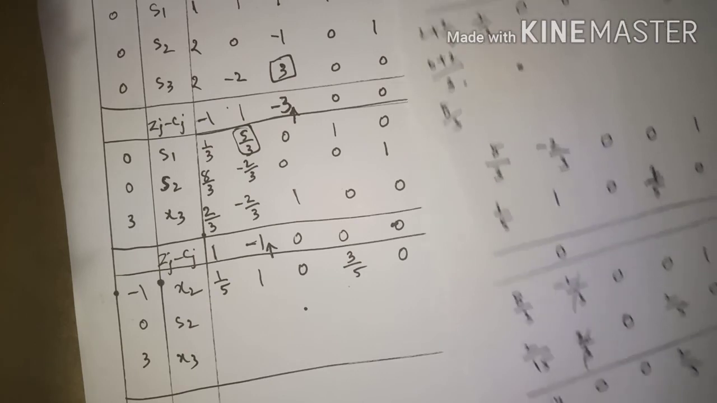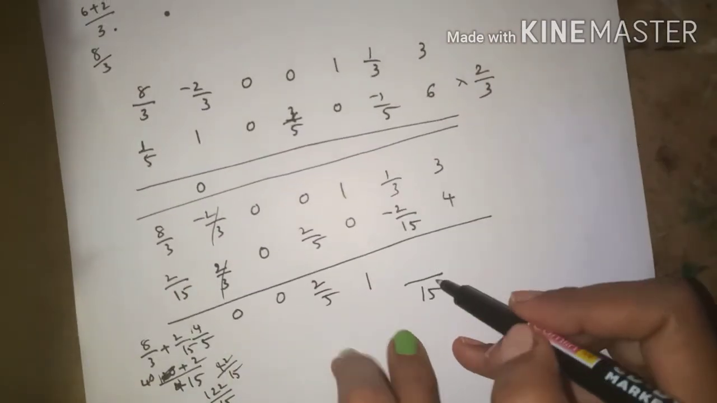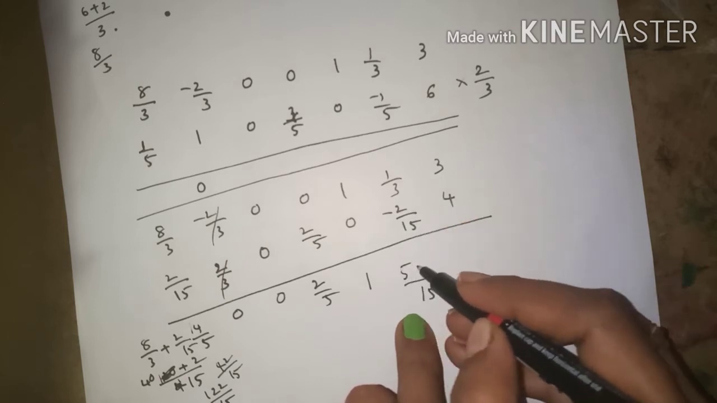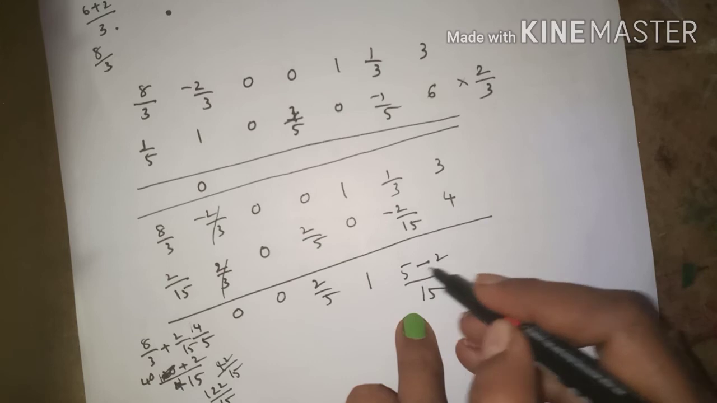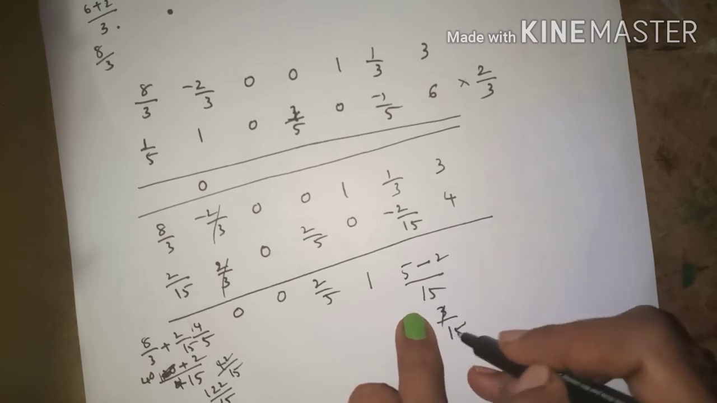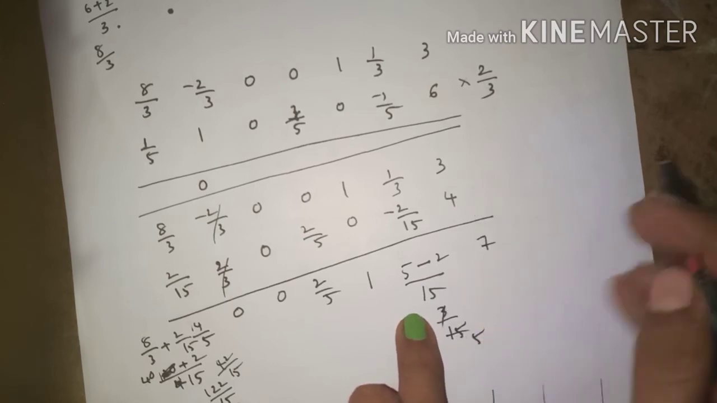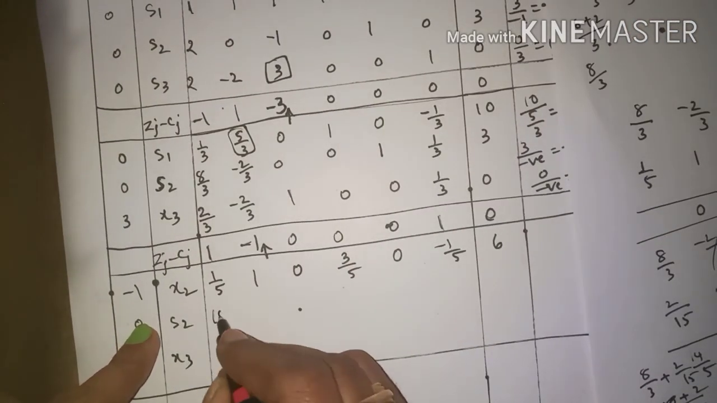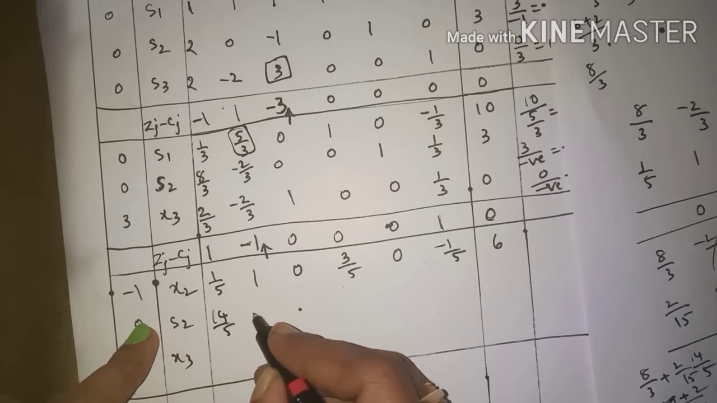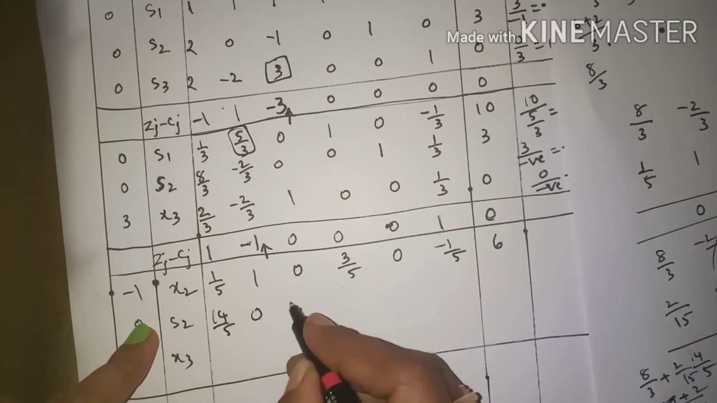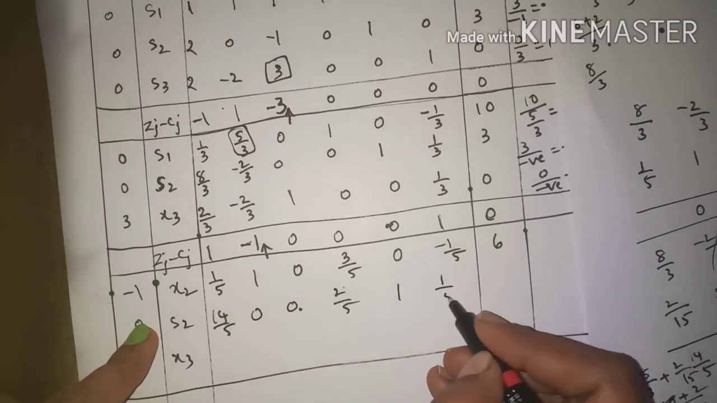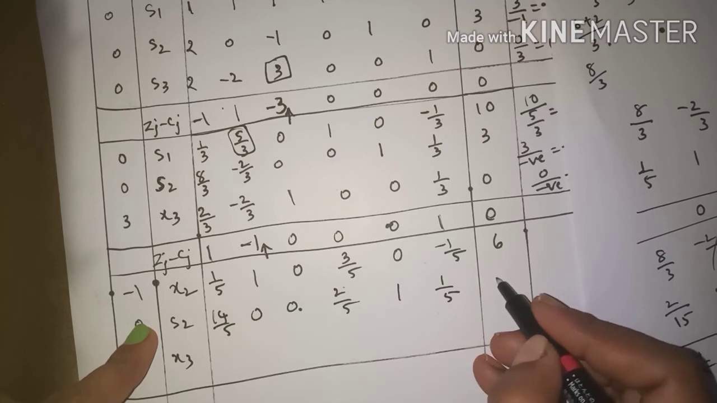LCM is 15. 5 minus 2 is equal to 3 by 15. You simplify, you will get like this. How much you have got? 14 by 15, 0, 0, 2 by 5, 1, 1 by 5. Here 3 plus 4, 7.